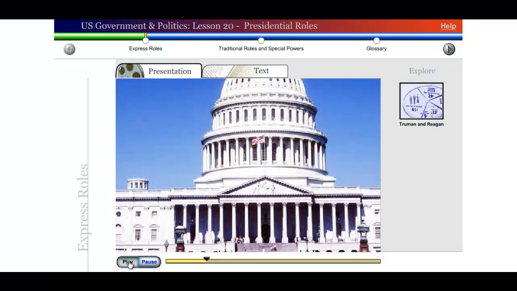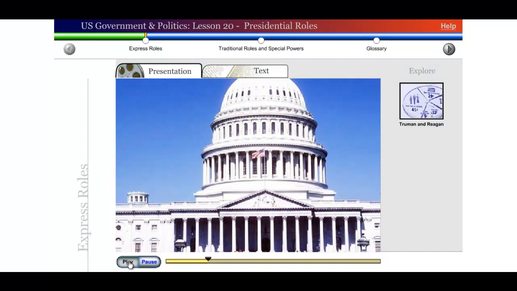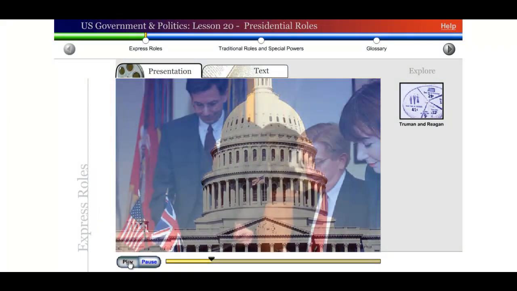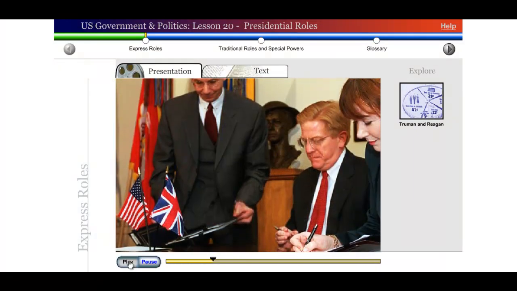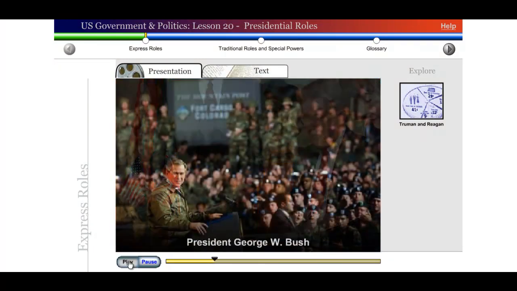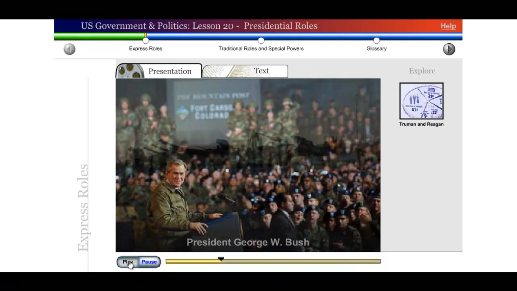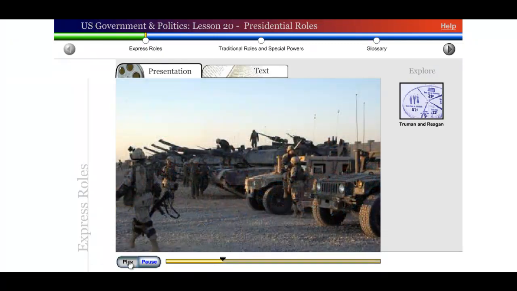In addition to working with the Department of Defense, the Commander-in-Chief cooperates with the House and Senate Committees on Armed Services and the Appropriation Committees that designate funding for the military. And although the Constitution gives military control to the President, his power over the military is not absolute. This power is shared with Congress, which is the only entity able to declare war.